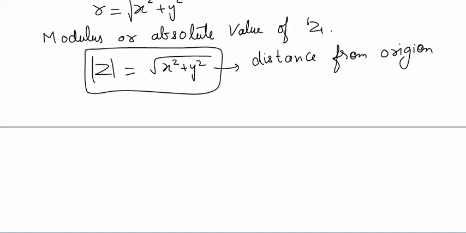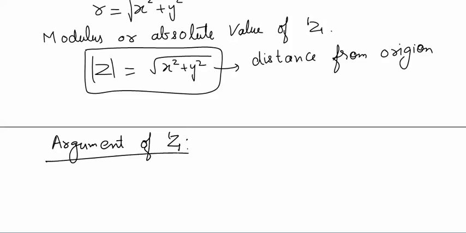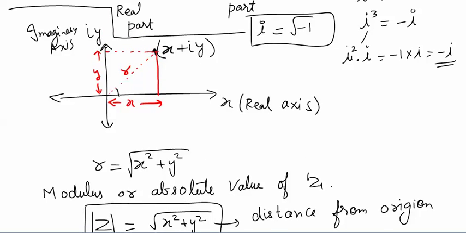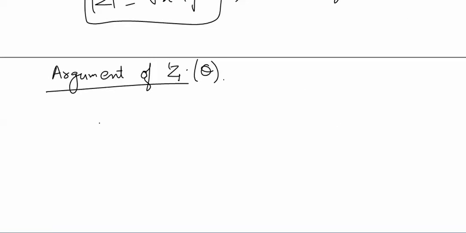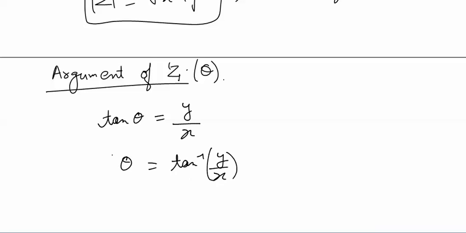Clear? The next thing we need to understand is something called the argument of z, represented normally by theta. Now we can easily see, if I want to find this theta, can I say it is nothing but tan theta? Tan theta in the diagram will become perpendicular upon base, y by x, so theta is nothing but tan inverse of y by x. For the complex number, the argument is tan inverse of y by x. So we know all these things.